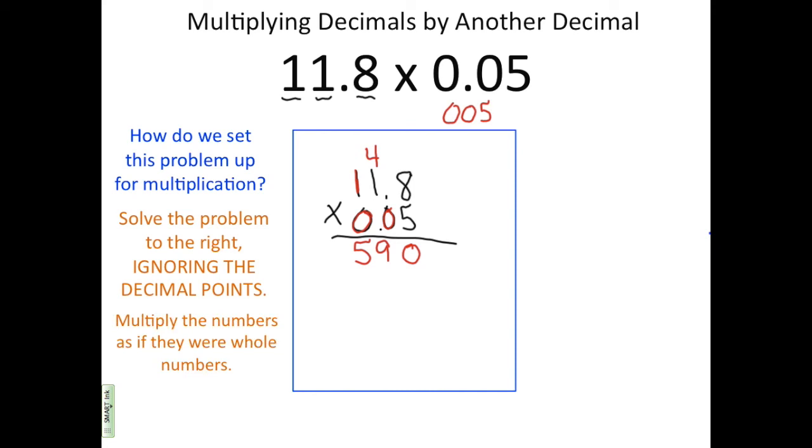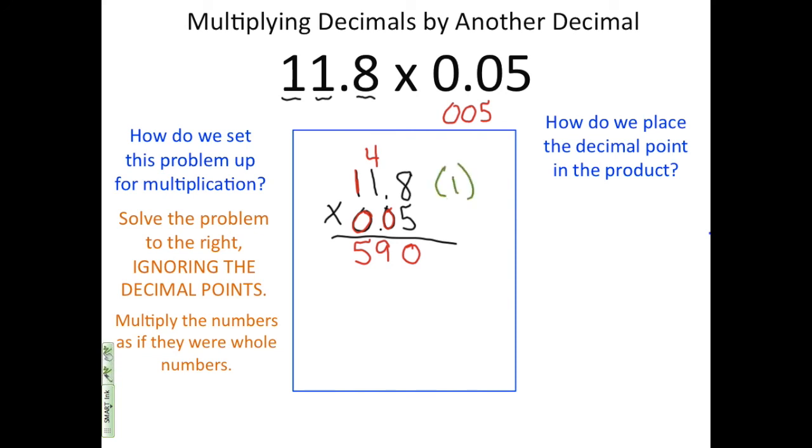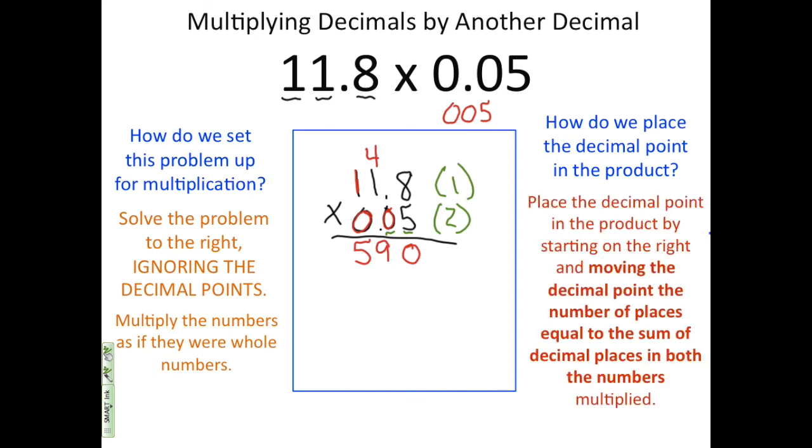We just multiplied 11 and 8 tenths times 5 hundredths as though they were whole numbers. Now, how do we place the decimal point in the product? Once again, we're going to want to take a look at the total number of decimal places in the factors. So I'm going to take a look at 11 and 8 tenths, and I see that there is 1 decimal place in that number. I'm going to take a look at 5 hundredths, and you can see that there are 2 decimal places in that number. And our final step is the same. We will end up placing the decimal point in the product.